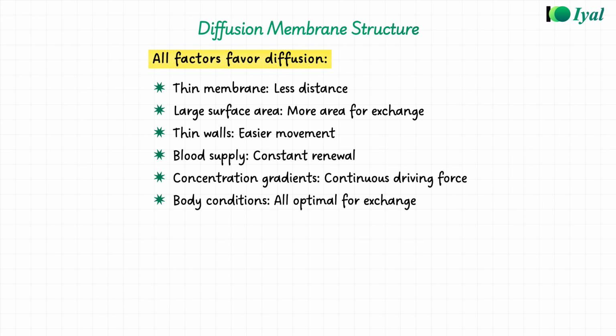In fact, I can say that all factors in your body favor diffusion of oxygen from alveoli to tissues and carbon dioxide from tissues to alveoli. The membrane is thin. Check. The alveoli have huge total surface area, millions of them. Check. The walls are thin. Check. There are constant blood capillaries supplying oxygen and removing carbon dioxide. Check. Pressure gradients are maintained. Check. Everything is optimized for gas exchange. This is why respiration is so efficient in our body.